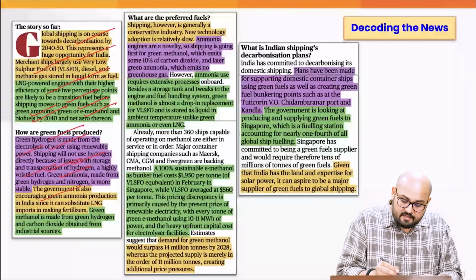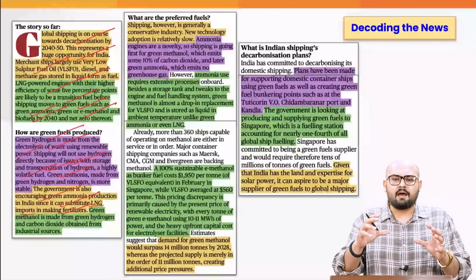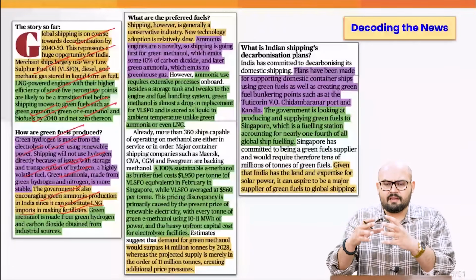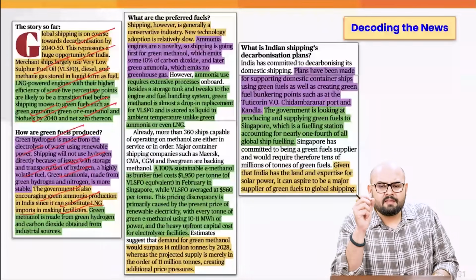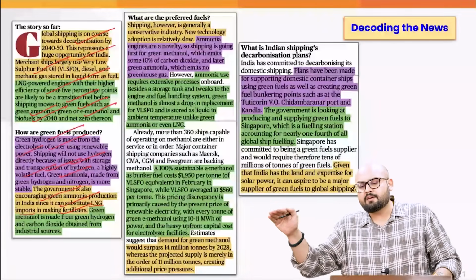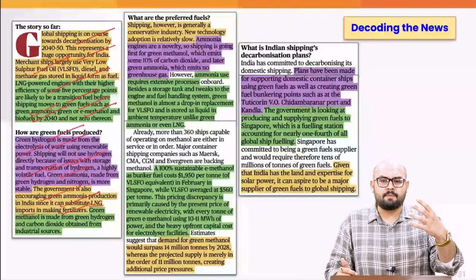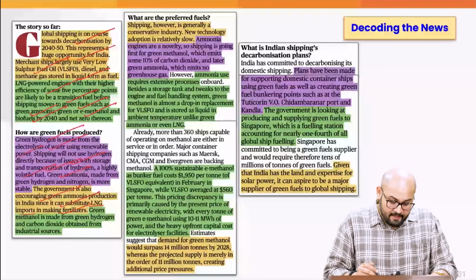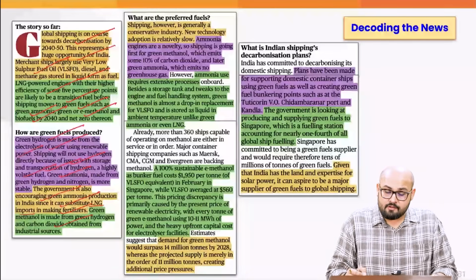The government is also encouraging green ammonia production in India since it can substitute the LNG imports in making fertilizers. Now, this is but obvious that if we are indigenously producing green ammonia, that would also in a way help the fertilizer sector. That can be diverted towards the fertilizer sector. So we need to become self-reliant when we talk with respect to the production of green ammonia. Green methanol is made from green hydrogen and carbon dioxide obtained from the industrial sources.